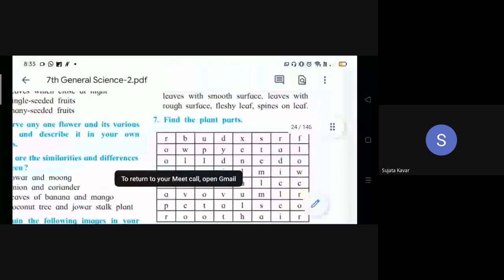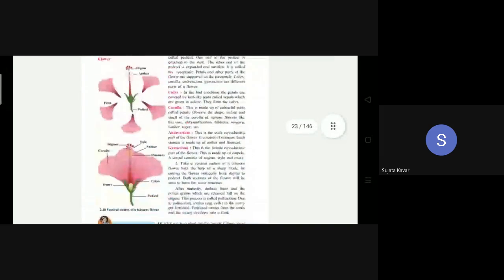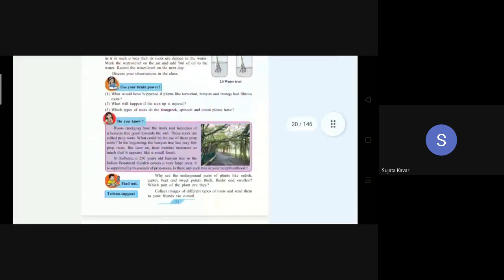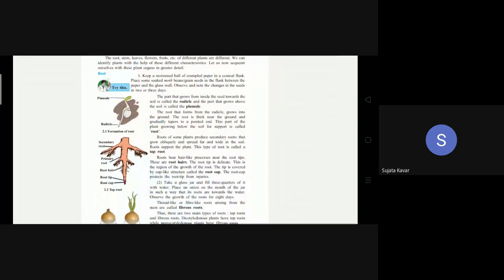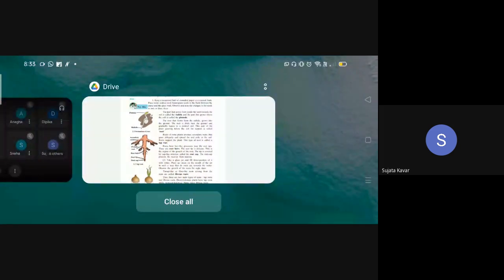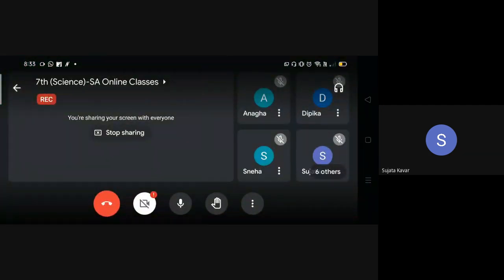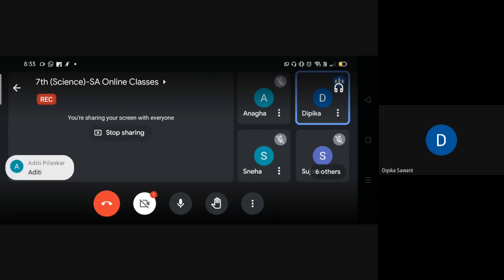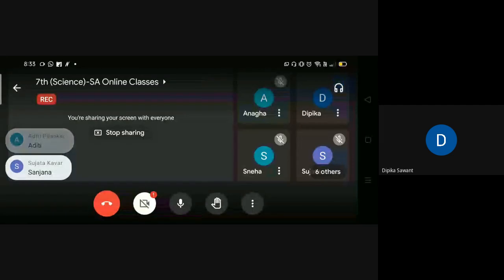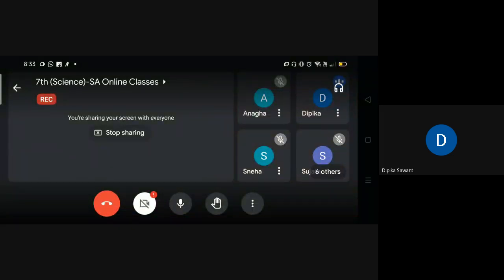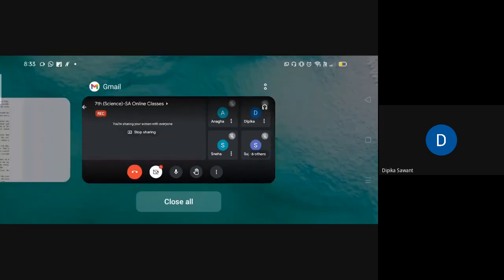Okay, now, we have done the questions in the exercise. What are roots? How will you define roots? If I ask you to write the definition of roots, what will you write? Yes, Deepika? The root that forms from the radicle grows into the ground. The root is thick near the ground and gradually tapers to a pointed end. Each part of the plant growing below the soil for support is called root. Okay.